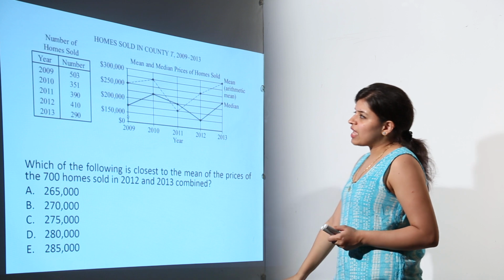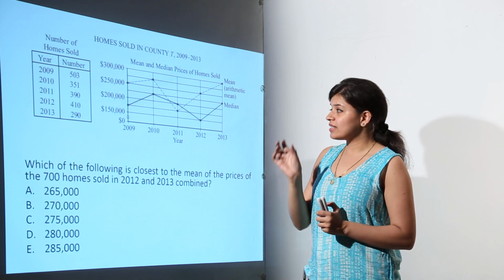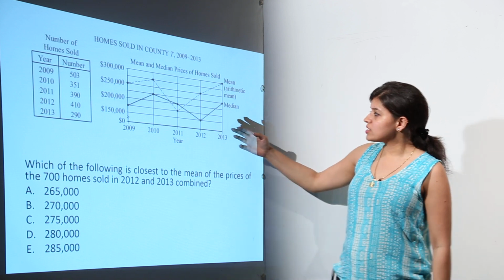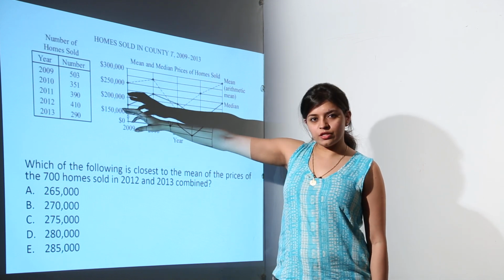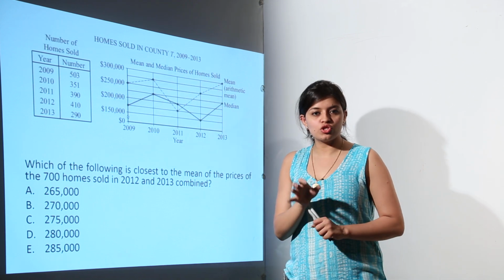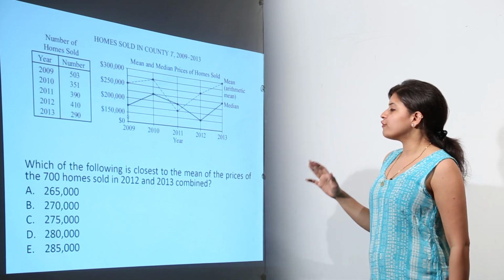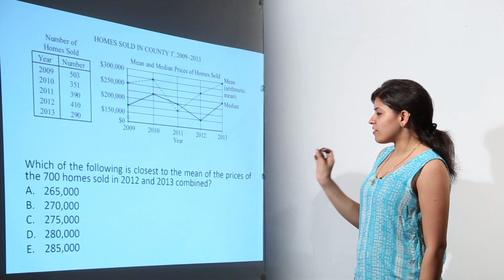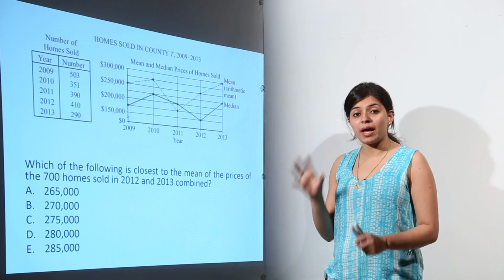In this case, we have the first table that shows the particular year and the number of homes that are sold in that year. The second graph shows the mean and the median of the particular year of the houses that have been sold. Now let us see the question. The question says, which of the following is closest to the mean of the prices of the 700 homes sold in 2012 and 2013 combined?